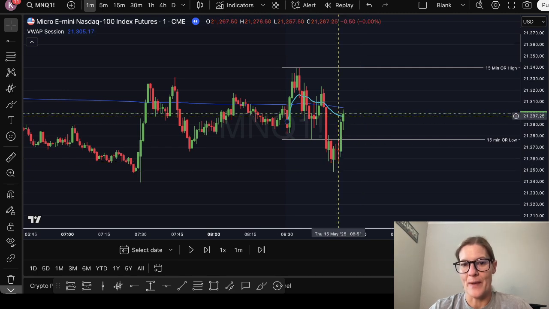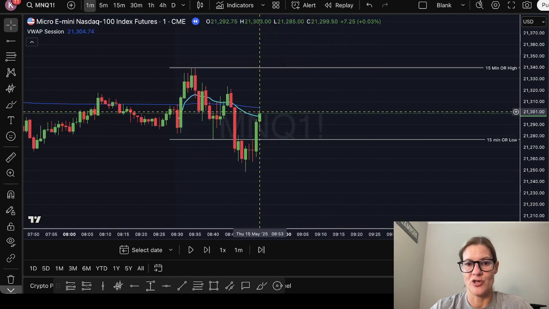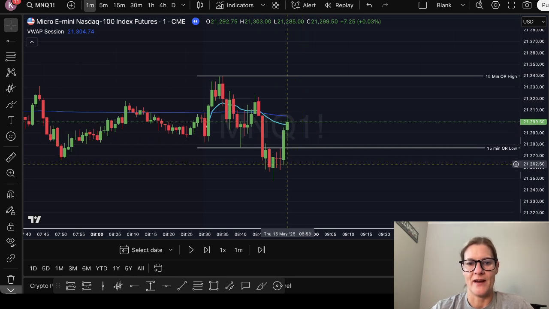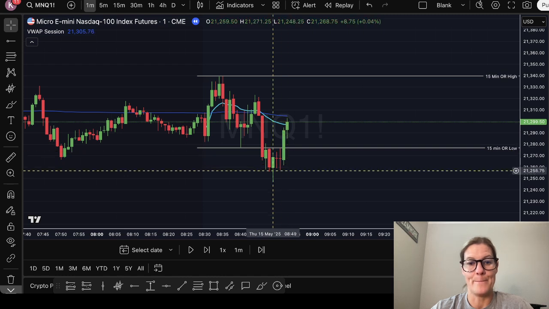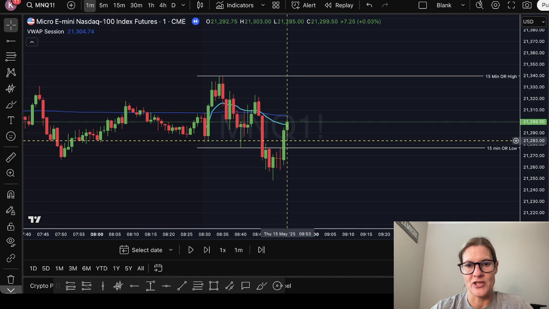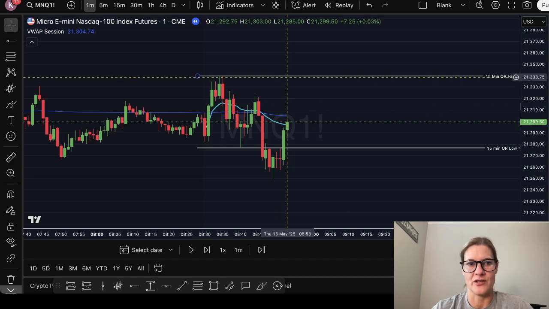And now it got back within the range. It's starting to get above this New York anchored VWAP. Not yet. We need to wait for confirmation. But I wouldn't have taken a short here. That looks to me like a fake out. And now if we get confirmation, we can target the other end of the range. So that's what I'm thinking here.